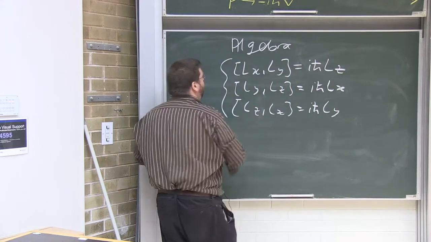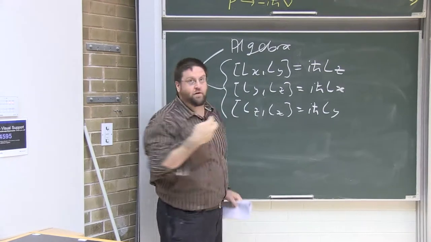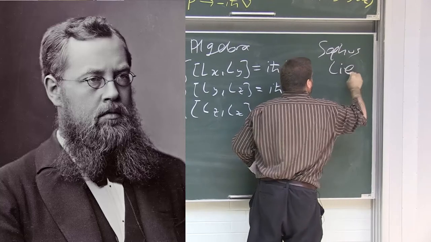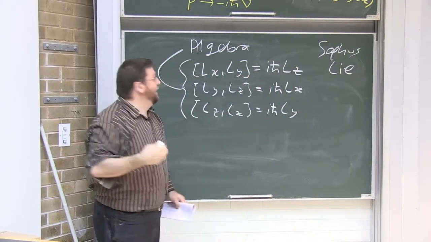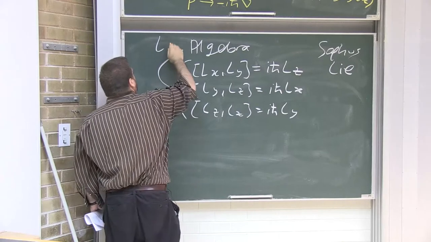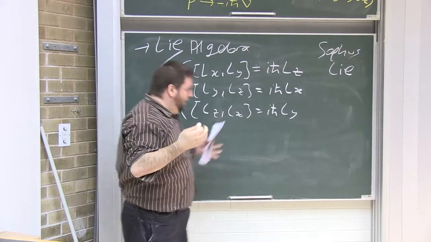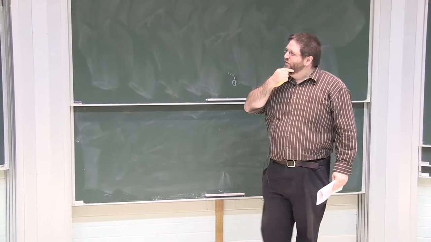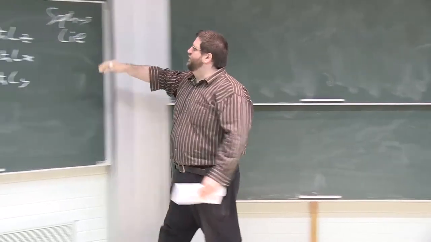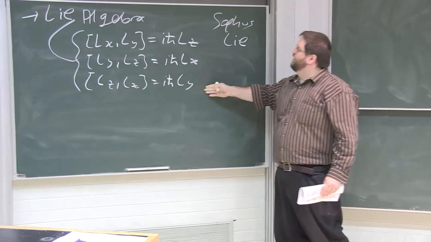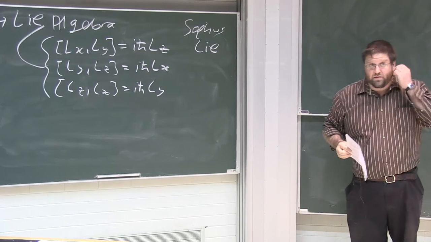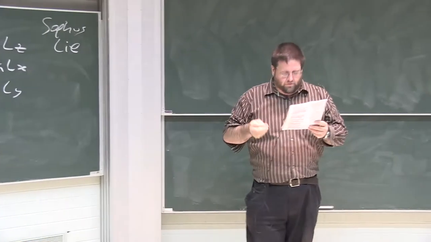Now this algebra has a name. It was studied by the Norwegian mathematician Sophus Lie. And so this is called, in his honour, a Lie algebra, algebra in the sense of abstract algebra. So this is a so-called Lie algebra. How much quantum mechanics can you do knowing nothing more than this Lie algebra, together with the fact that the L's are Hermitian? We're actually going to develop our whole general theory of angular momentum using those facts alone.